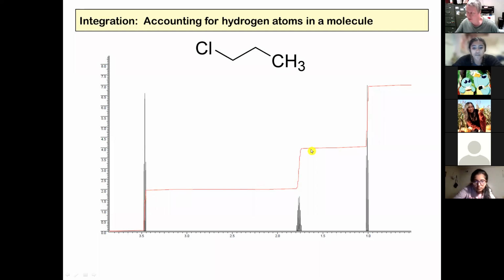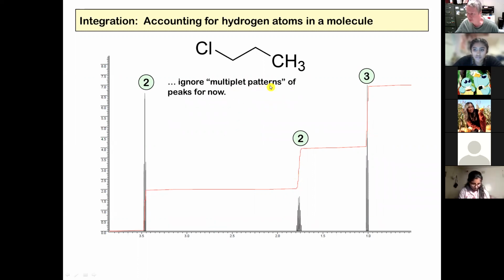It's just the area under the curve, right? We can see 2 to 2 to 3. Looking at the size of the red line, this is this area versus this, which is the area of the middle peak versus this. You can see 2 to 2 to 3. Okay.